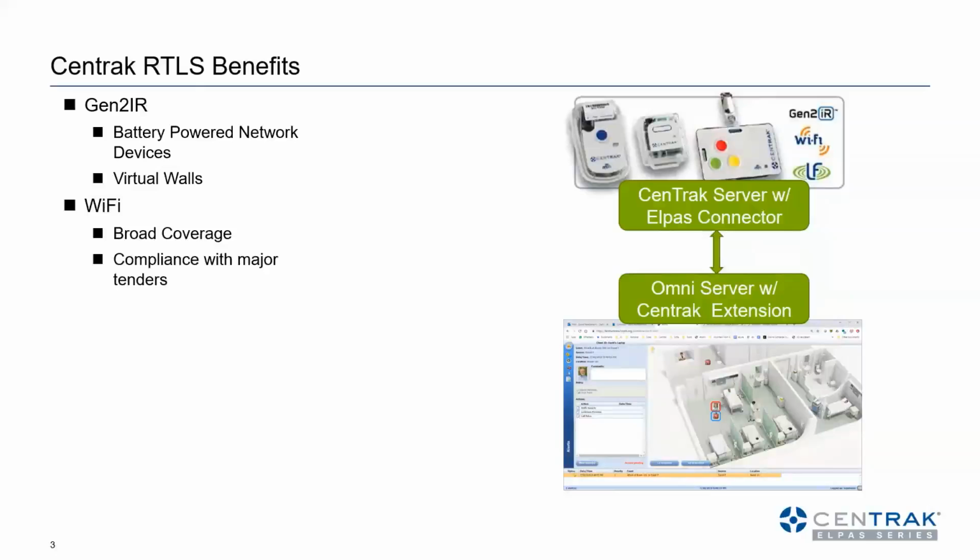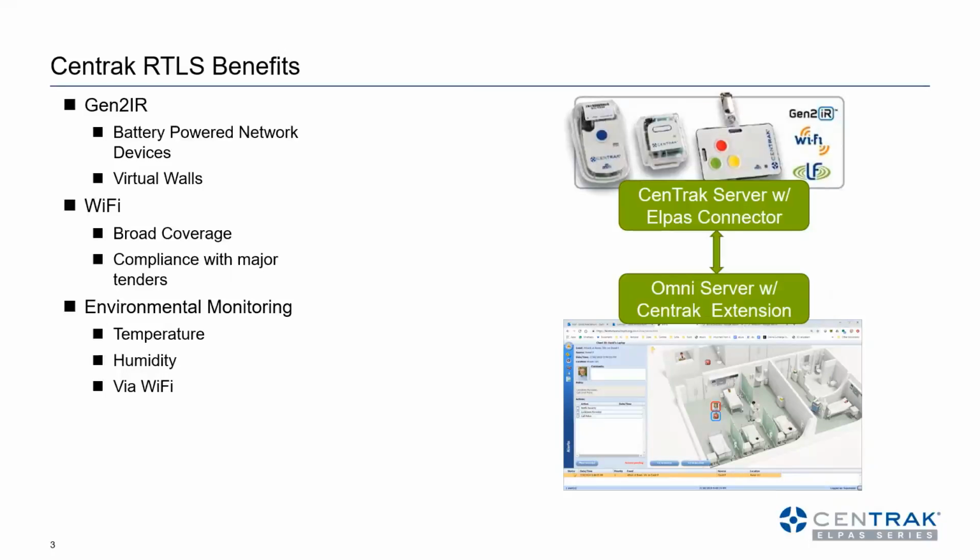We've got Wi-Fi, where the Centrak RTLS provides multi-mode tags with Wi-Fi capabilities, so that when there's no UHF coverage, the tag moves over to a Wi-Fi mode and is able to communicate with the standard Cisco Wi-Fi system. And that makes us eligible to compete for some major tenders in the market.